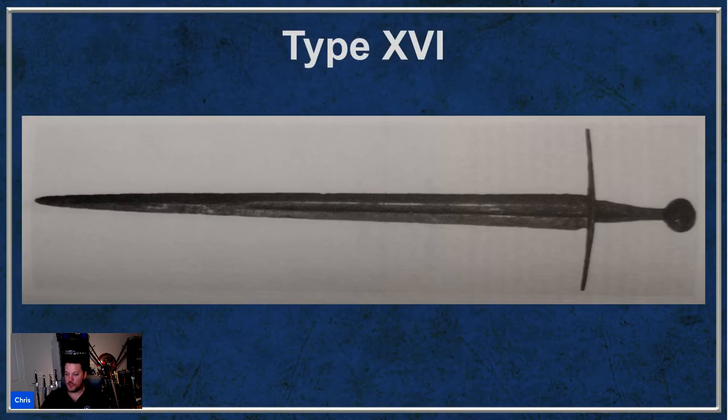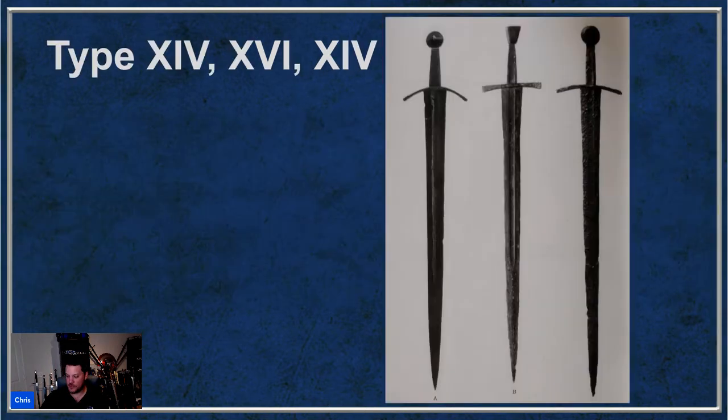So here's a Type 16 that I've had a chance to study, and this is an image right out of his books. But if you look from the fuller down to the tip, it's a very, very stiff, very thrust-centric tip to it. So again, let's look at the next slide.